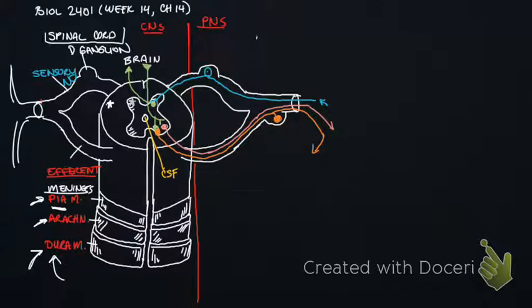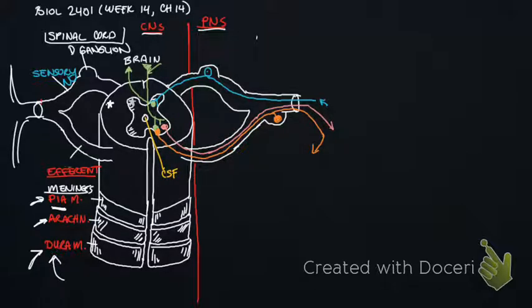Here in green, I've drawn some interneurons, and they take messages within the brain and the spinal cord, and so they are part of the central nervous system. So remember that we have two categories here. We have the central nervous system and then the peripheral nervous system.